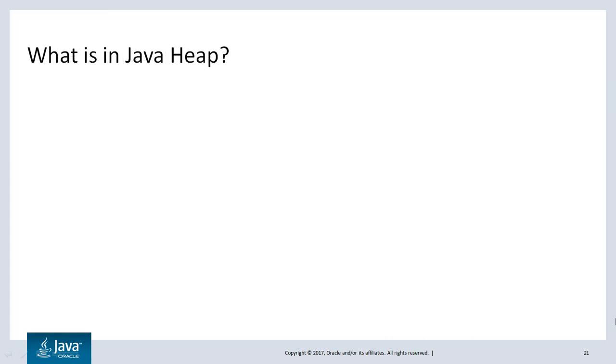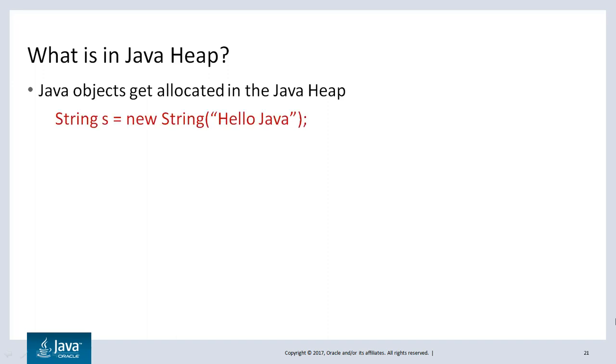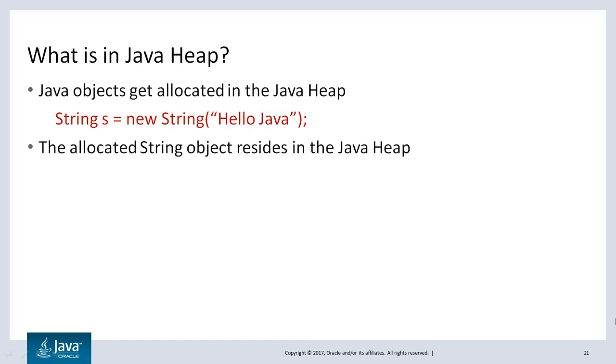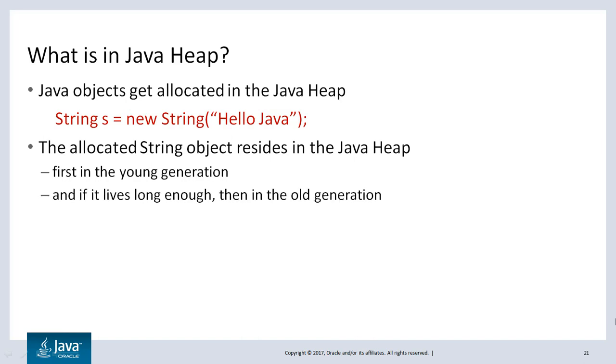Before we go into the details of the OutOfMemoryError for the Java heap, let's first see what resides in this memory pool. All the Java objects get allocated in the Java heap. This example shows that a new string object is being created. It gets allocated in the Java heap. First, it stays in the young generation part of the heap, and if it survives long enough, it gets moved or promoted to the old generation.